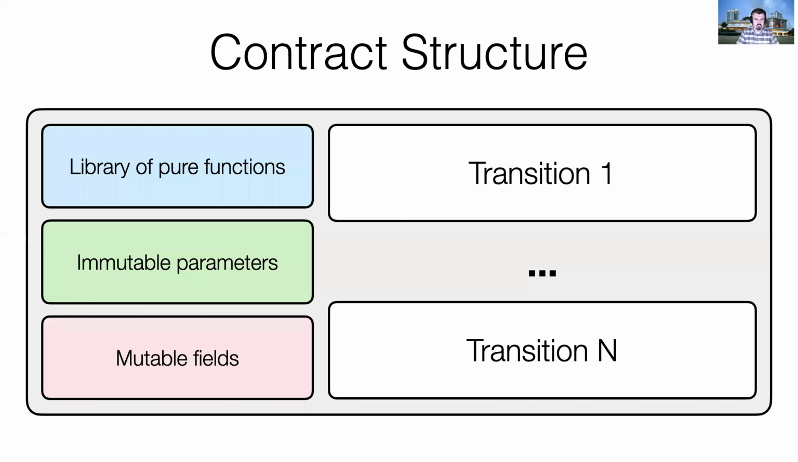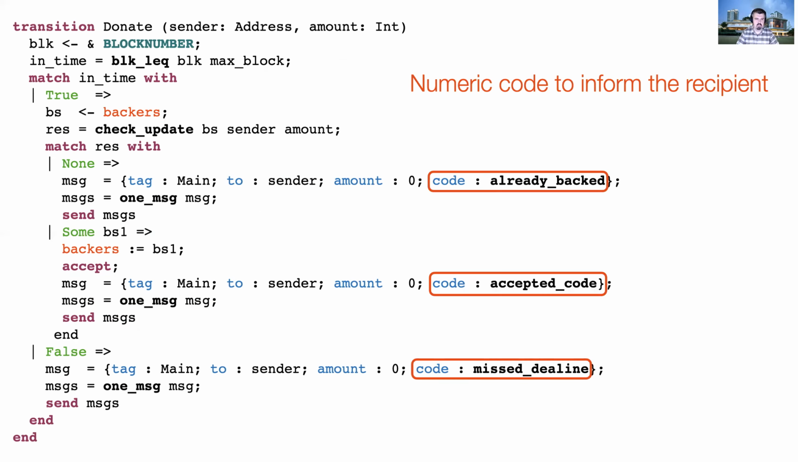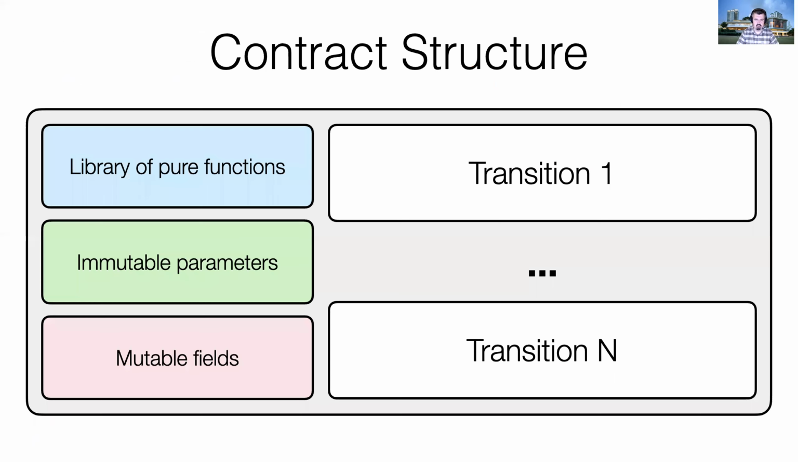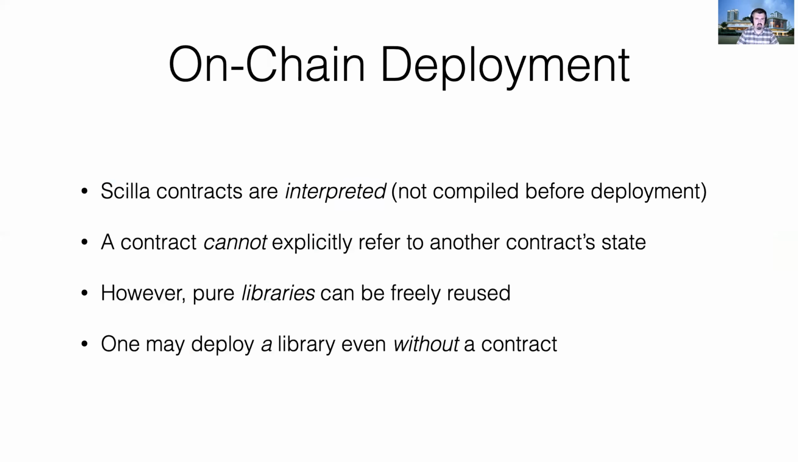All right. So now the contracts themselves look like this. Each contract has a bunch of functions that don't change the state, but just do arithmetical computations. They're called pure functions. It also has the parameters, mutable fields, and a bunch of transitions, such as this donate, which we have seen. And this is actually very close to the model of actors that we have seen before.